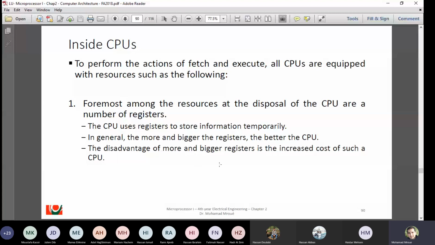Foremost among the resources at the disposal of the CPU are a number of registers. The CPU uses the registers to store information temporarily. Here I'm talking about inside the CPU. We have a few registers to tens of registers, depending on the CPU and its performance. In general, the more and bigger the registers, the better the CPU. The disadvantage of more and bigger registers is the increased cost of such a CPU.